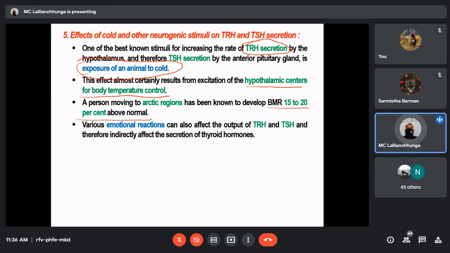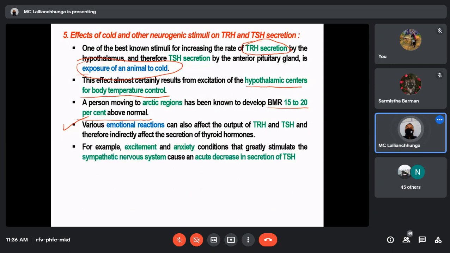Another point is that this is neurological. Various emotional reactions can also affect the TRH and TSH, and therefore indirectly affect the secretion of thyroid hormones. Different types of emotional states also influence the formation of TRH and TSH, and ultimately T3 and T4. For example, excitement and anxiety.